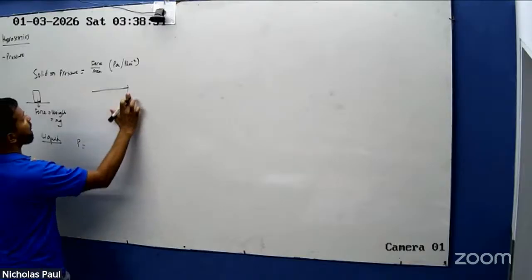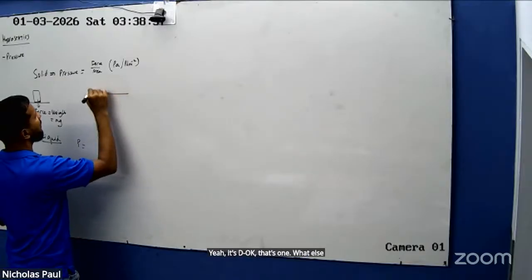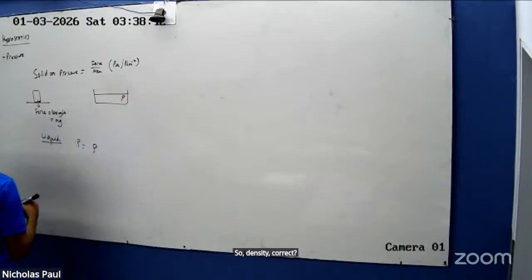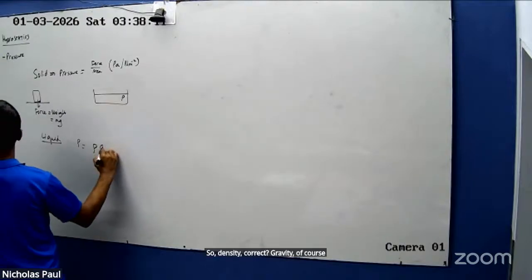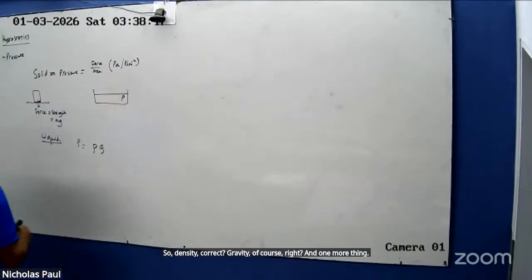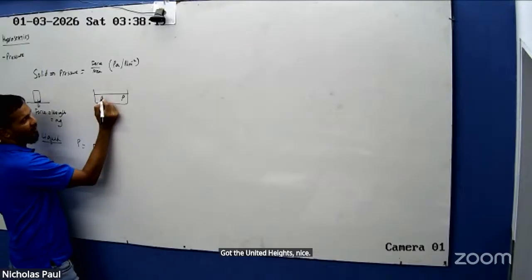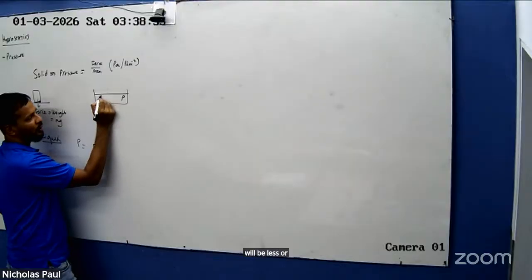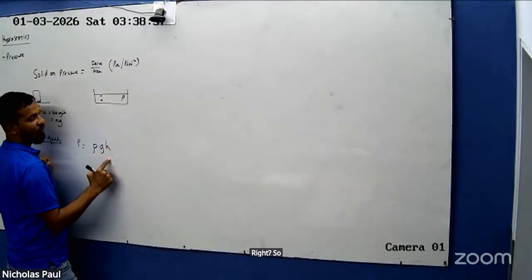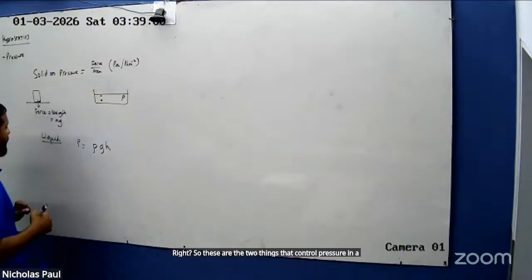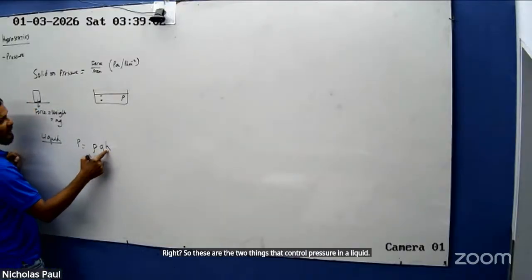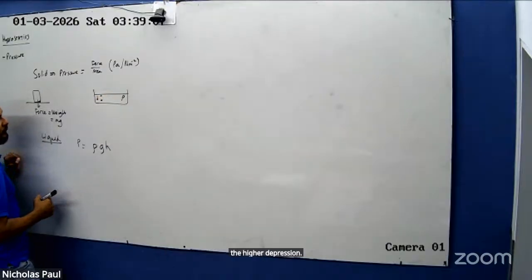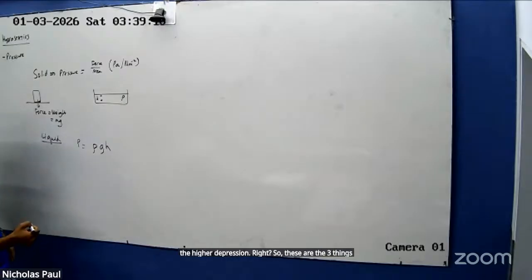Density, okay, that's one. What else? So density, correct. Gravity, of course, right? And one more thing, gravity and height, nice. And it's also dependent on depth. So for example, the pressure here will be more than the pressure here, right? So these are the three things that control pressure in a liquid. Density by gravity by depth, and we know the lower we go, the higher the pressure, right? So these are the three things that control pressure.